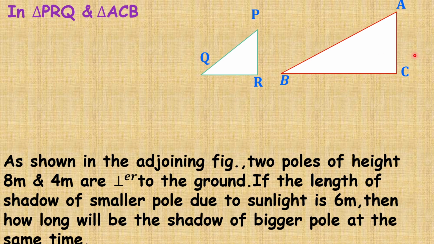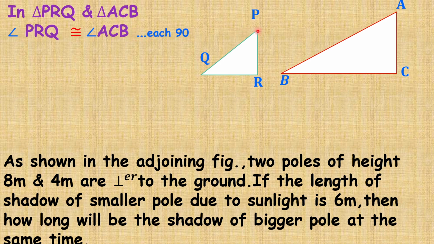First, we have to show that these two triangles are similar. Here the pole is perpendicular to the ground, given. Therefore, angle R is 90 degree and angle C is also 90 degree. Therefore, in triangle PRQ and ACB, one-to-one correspondence is very important.